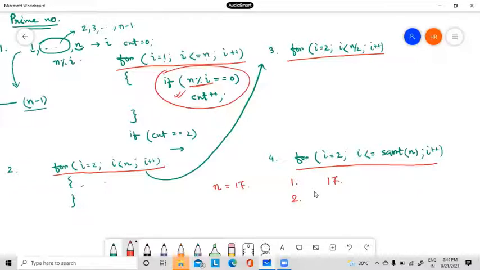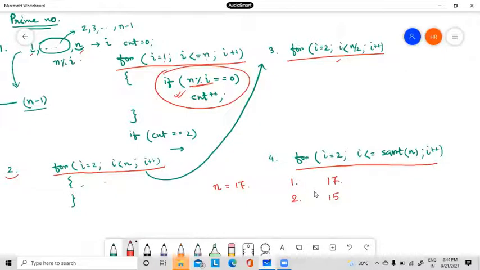See, I'm not going to check 1 and n. Clear? So it means now for this particular for loop, or for this particular solution, my repetition time is 15. Now move to this one.